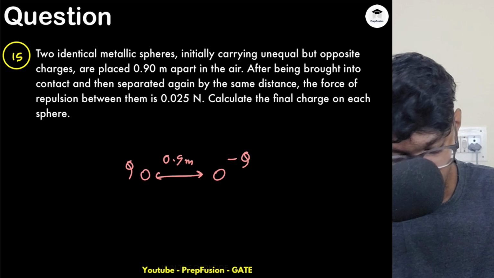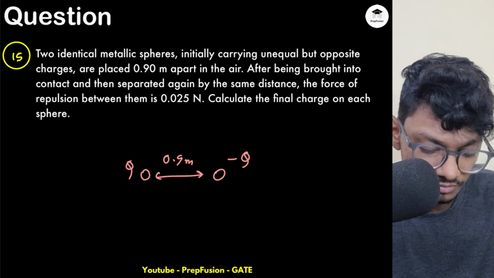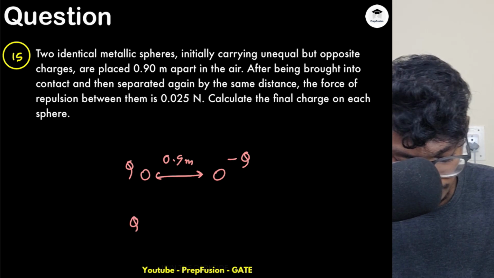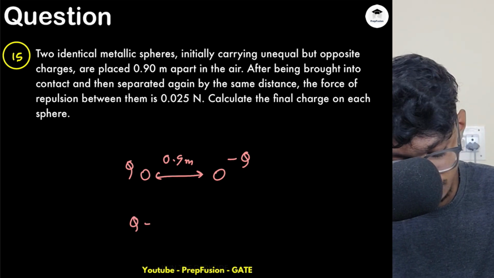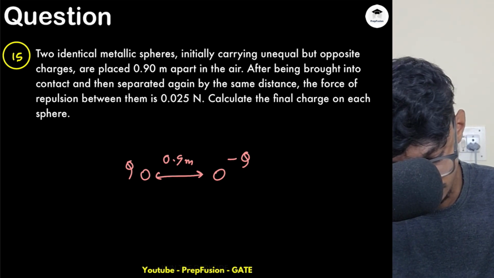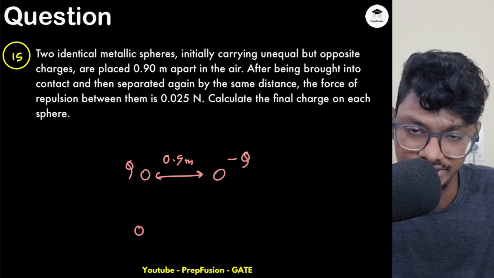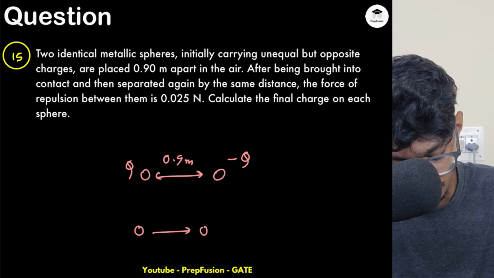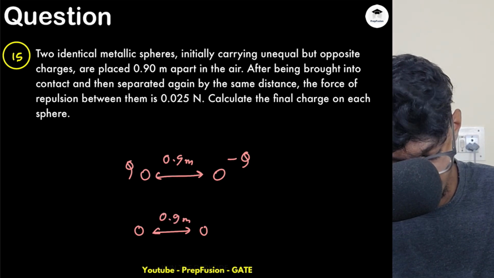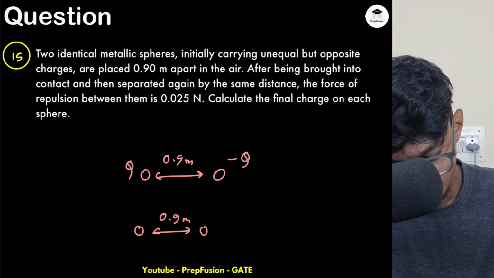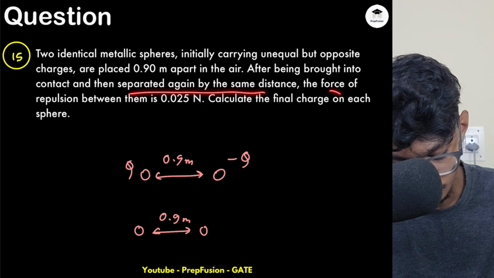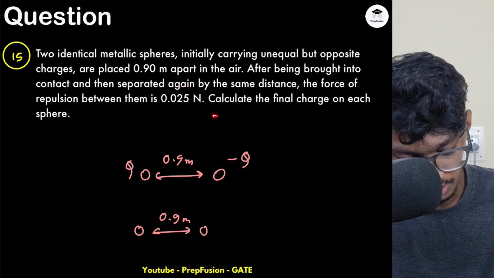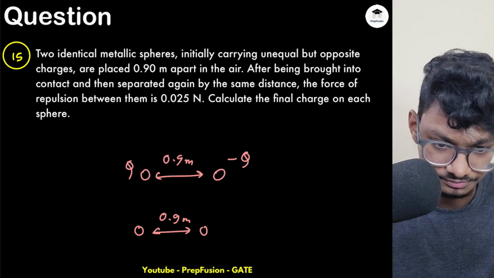They are contacted with each other and then separated. If they are contacted with each other, the charge will be divided between those two. So both of them will have how much? q plus minus q, 0 charge, right? This will also have q minus q by 2, that is 0. So this also has 0 charge, this also has 0 charge, and this is 0.9 meters. The force of repulsion between them is 0.025 Newton. Calculate the final charge on each of the spheres.